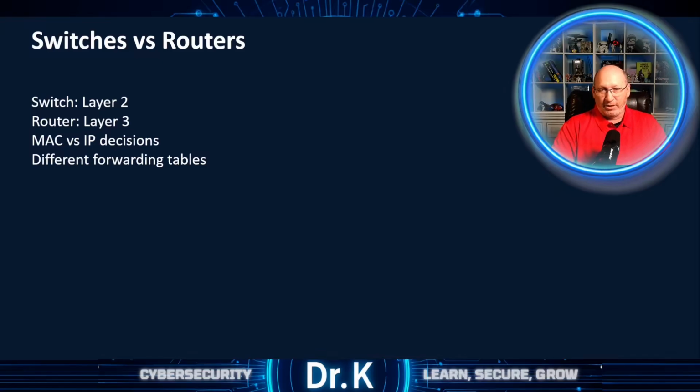Because switches operate at layer 2 using MAC addresses and routers operate at layer 3 using IP addresses, a switch forwards frames within a local network segment only. The router forwards packets between networks. Though both maintain forwarding tables, the information they store and the decisions they make are fundamentally different, associated with the different types of networks that they operate on.